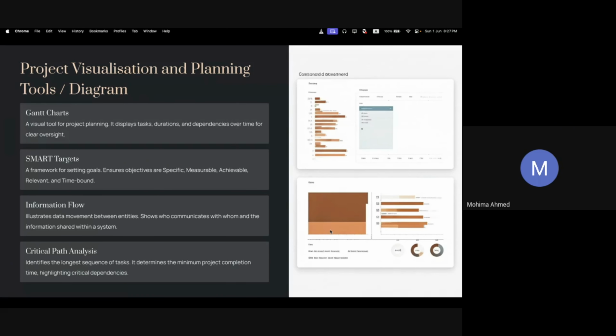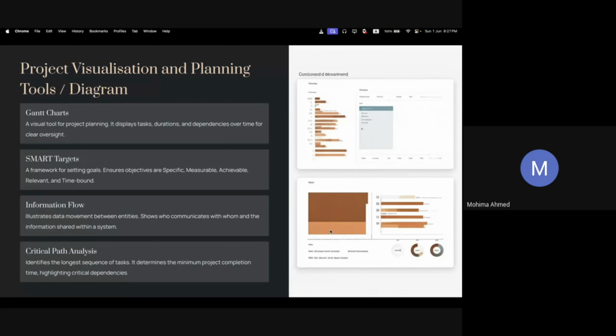Then comes the SMART target. A SMART target is another type of tool that is also used by a project manager. The framework they use is specific, measurable, achievable, relevant, and time bound. So how they use that, we will learn here.